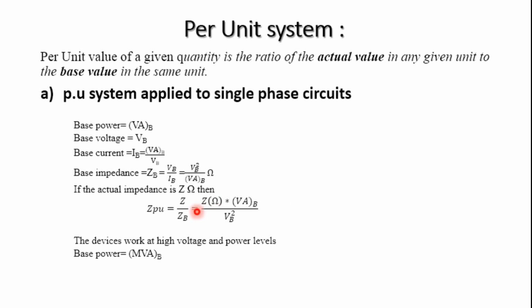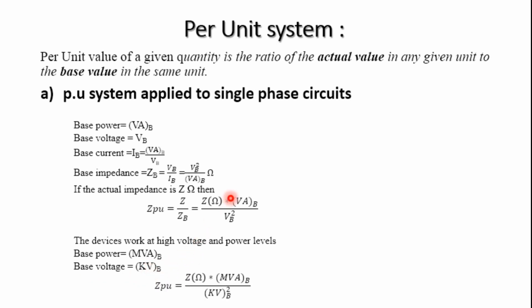So what will happen is that these devices generally work at very high voltage and power levels. This means it is not only VA but MVA. Always, when we are dealing with high ratings of the power system, they are mentioned in terms of MVA, that's why we are considering an MVA base. And we already know that voltage will be specified in terms of kV, so we'll consider a kV base.